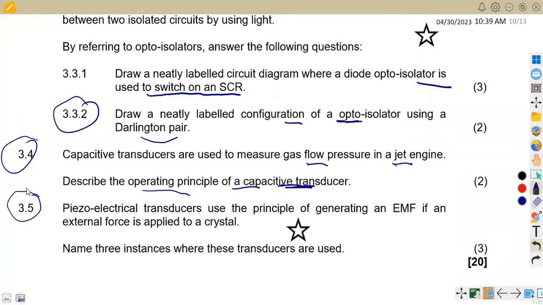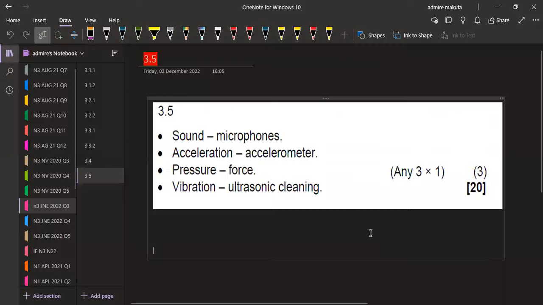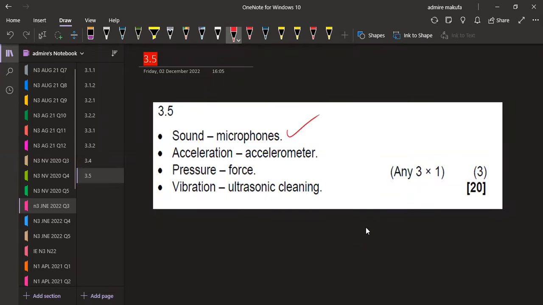On 3.5, we are given piezoelectrical transducers use the principle of generating an EMF if an external force is applied to a crystal. Name 3 instances where these transducers are used. When the piezoelectric transducers are being used, which conditions can they be? All right, so here I'm having in sound, dealing with microphones, in acceleration, when you are dealing with an accelerometer, then in pressure, if you're dealing with force, in vibration, dealing with ultrasonic cleaning. So any 3 was actually required.